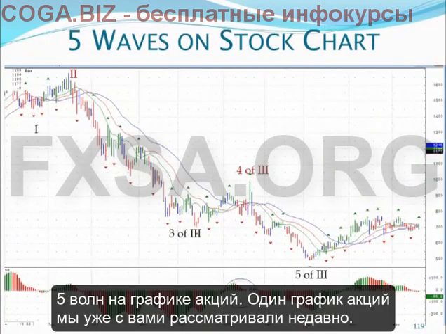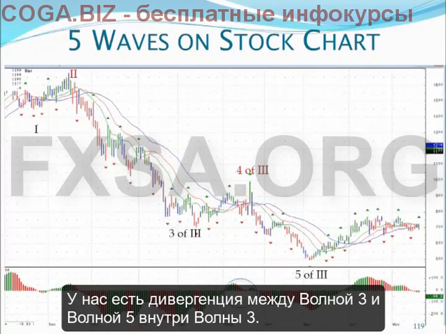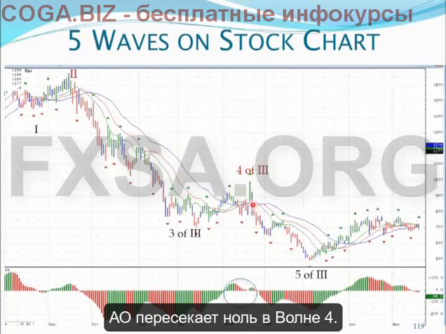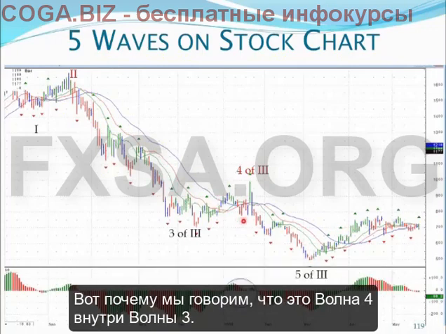Now here's 5 waves on the stock chart, another stock chart. We looked at some previously. Here we've got the wave 1, wave 2, our wave 3 of 3, wave 4, and wave 5. We have divergence between wave 3 and 5 of 3. The AO crossed the zero line in 4. We have about from here 20, 40, 60, 80, 100, 20, 40. We have about 100 and not quite 140 bars from this point to this point. So that's why we're saying this is the wave 4 inside of the wave 3.